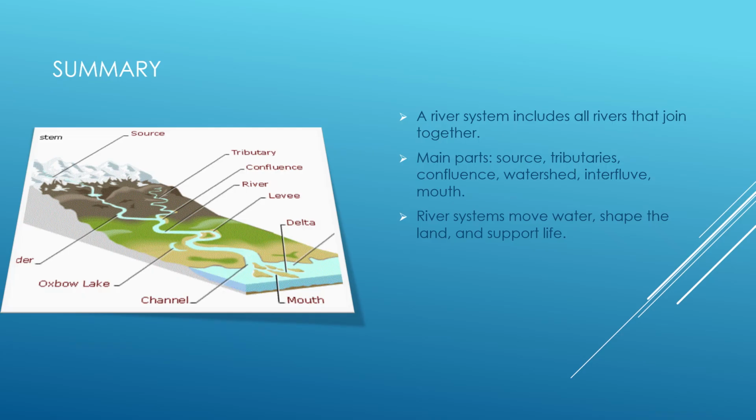So let's recap what we learned. We learned that a river system includes the main river and its tributaries, and the main parts are the source, tributaries, confluence, watershed, interfluve, and the mouth. River systems move water, shape the land, and support life in many ways. Every part is connected, just like a network.